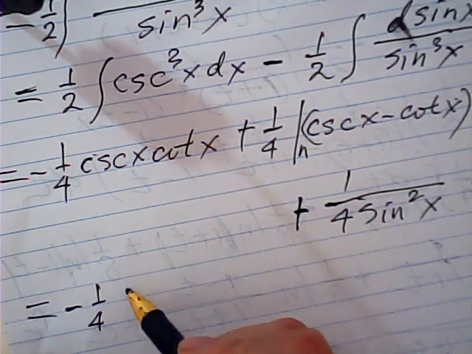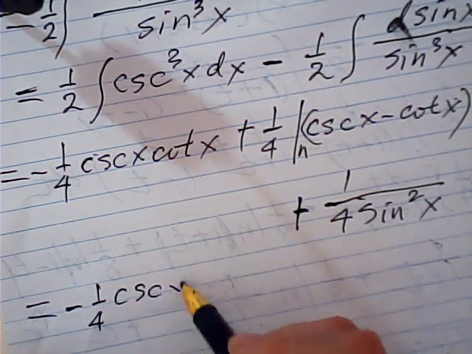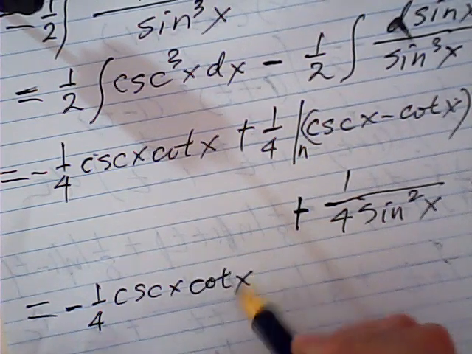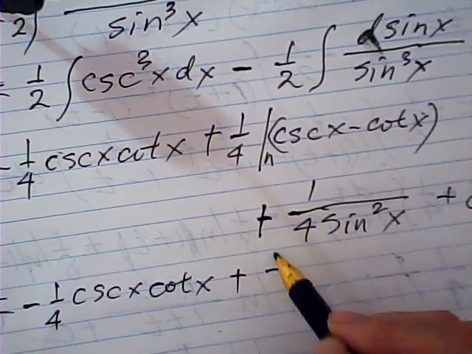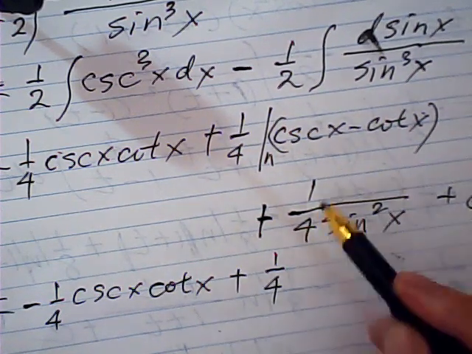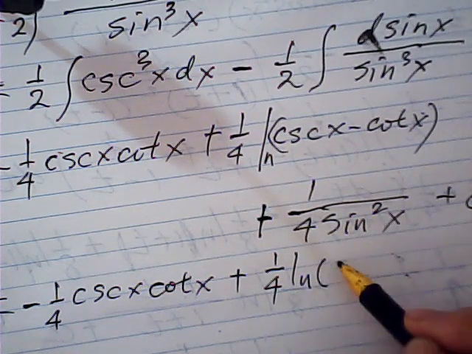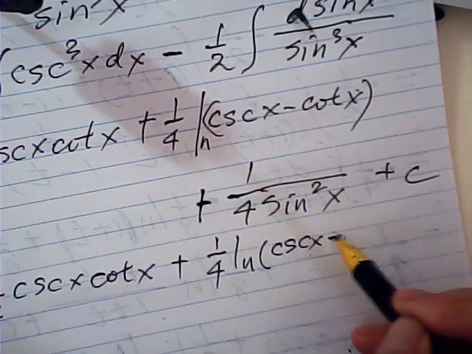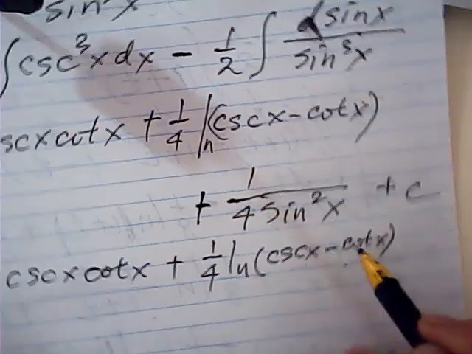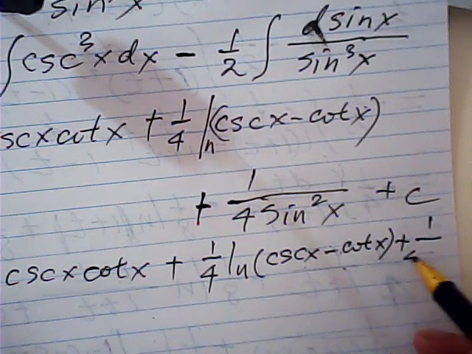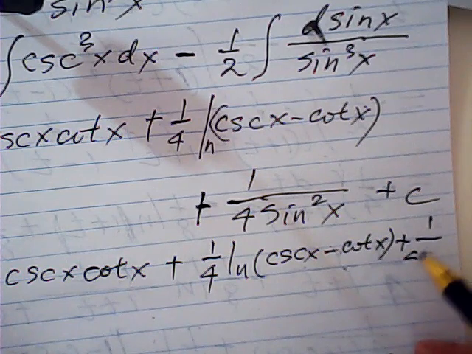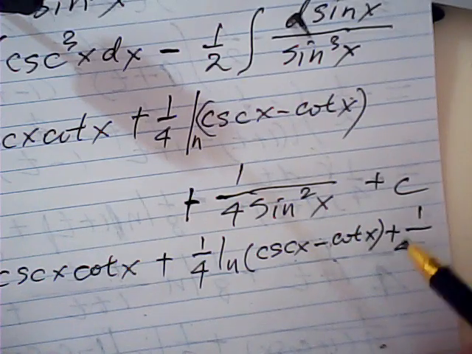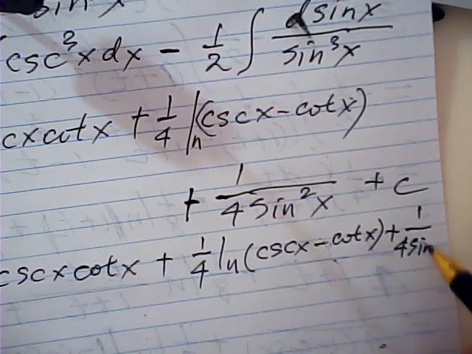Let me rewrite again. This is a cosecant x cotangent x plus 1/4 log cosecant x minus cotangent x plus 1 over 4 sine square x.